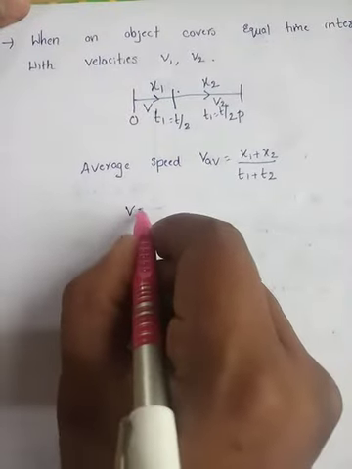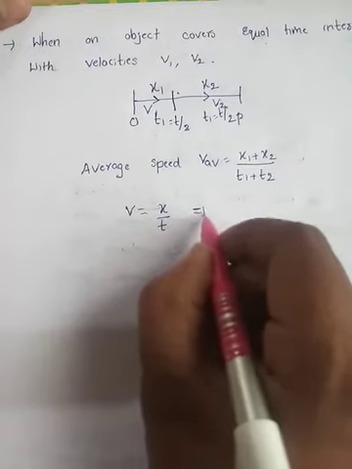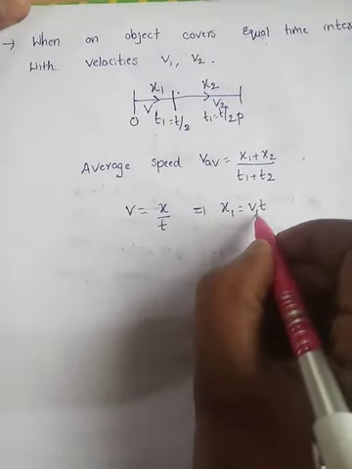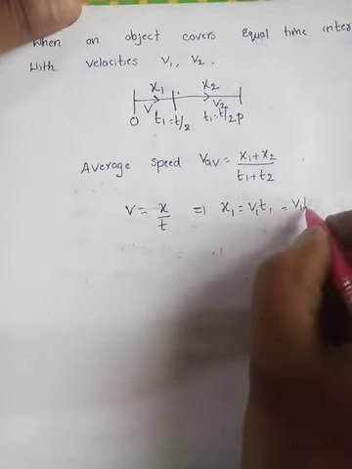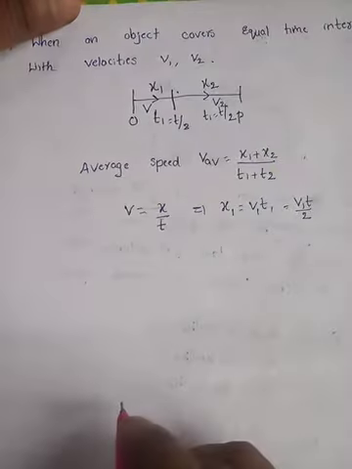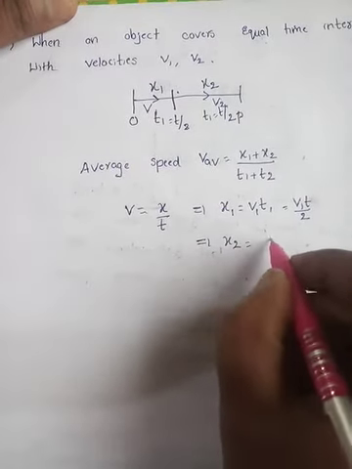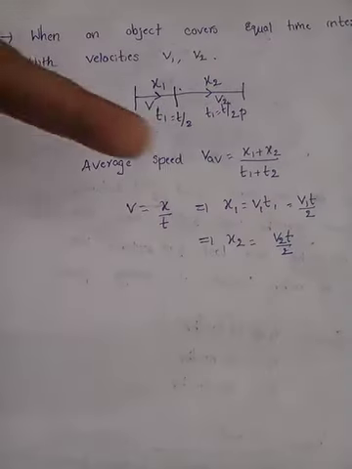So what is the general formula for speed? V equals x by t. From this, x equals vt. So x1 equals v1 into t1. What is t1 here? T by 2. So v1 into t by 2. Similarly, what about x2? v2 into t by 2. So we got x1, x2, and already we know t1 and t2.